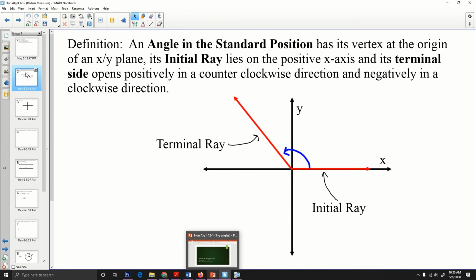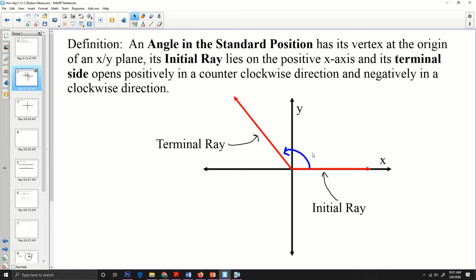First, definition: an angle in the standard position. It has its vertex at the origin of an xy plane. Its initial ray lies on the positive x-axis, and its terminal side opens positively in a counterclockwise direction and negatively in a clockwise direction. So, if we are talking about this particular angle right here, its initial ray is going to be the positive side of the x-axis. That's where it's always going to start.